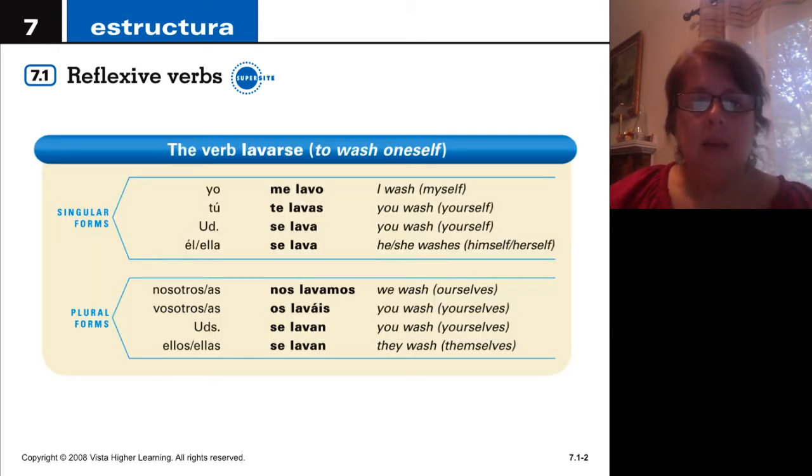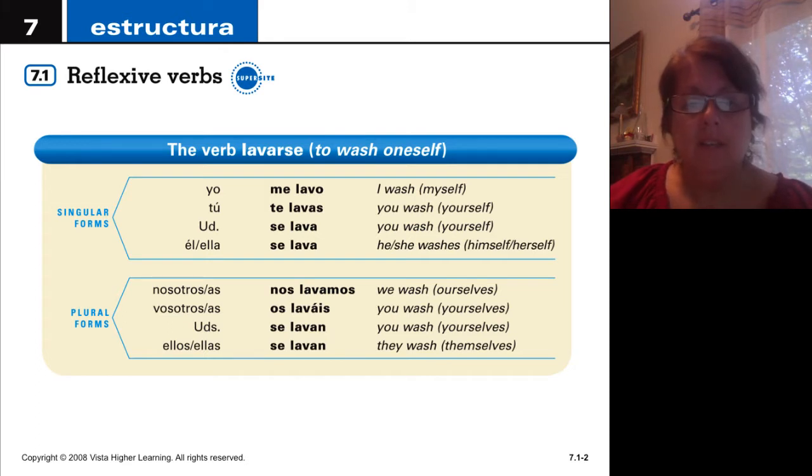Now I want you to stop the video in a moment and write down the chart that you see in front of you in your notes. You need to put the infinitive of the verb. The example verb they have is lavarse. This means for one to wash themselves.